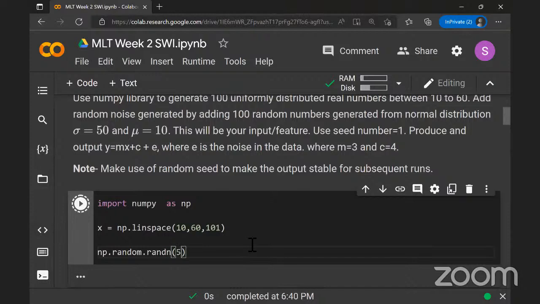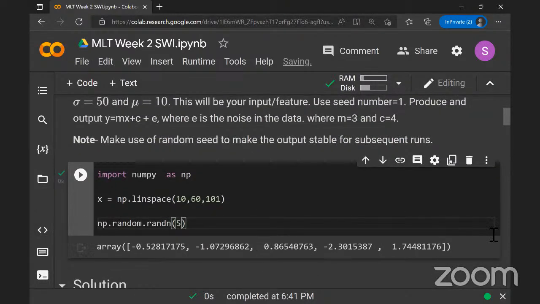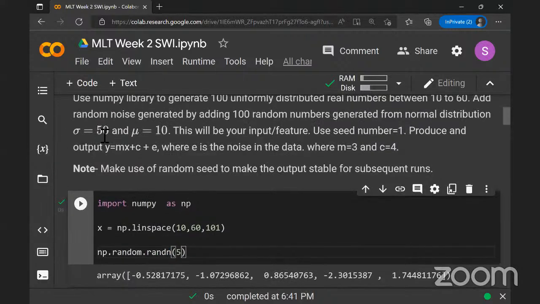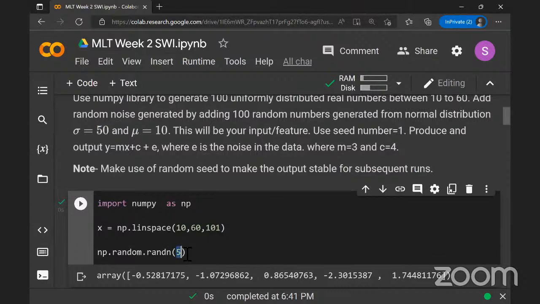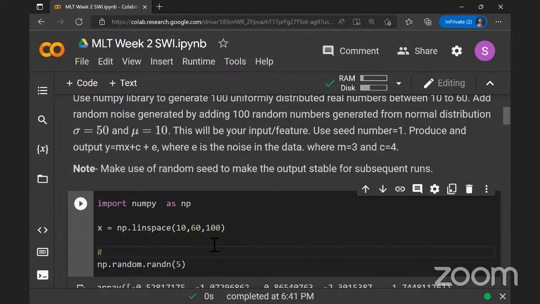So if I write 5, it's going to generate a NumPy array of 5 randomly generated numbers from the normal distribution. But the question says that the standard deviation should be 50 and the mean should be 10. Any ideas? By the way, we are not going to be generating just 5 numbers. We will need 100 numbers. Let me call it noise.